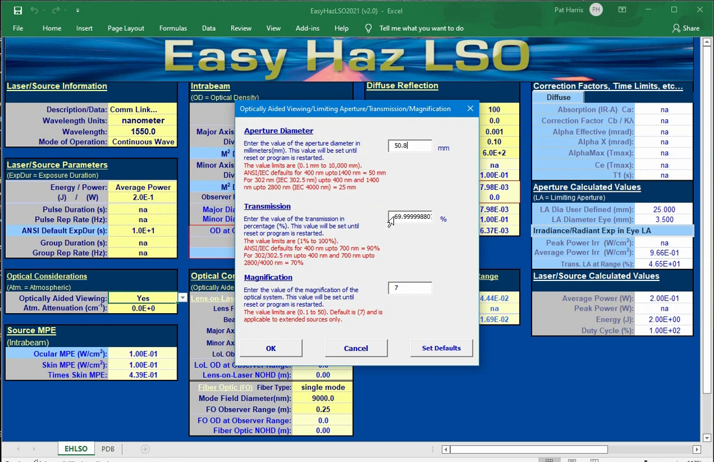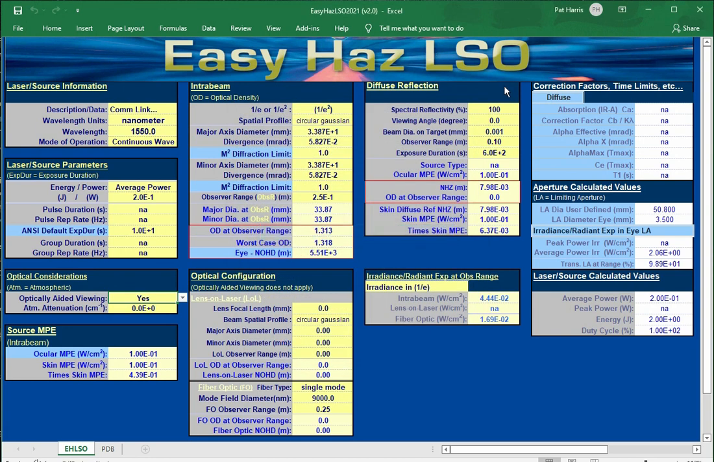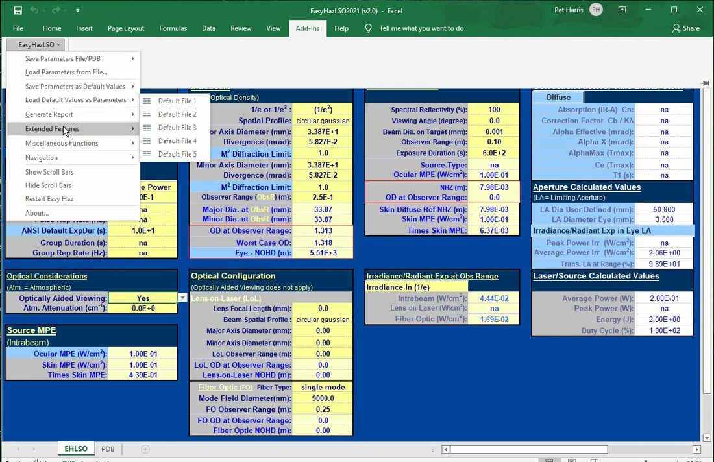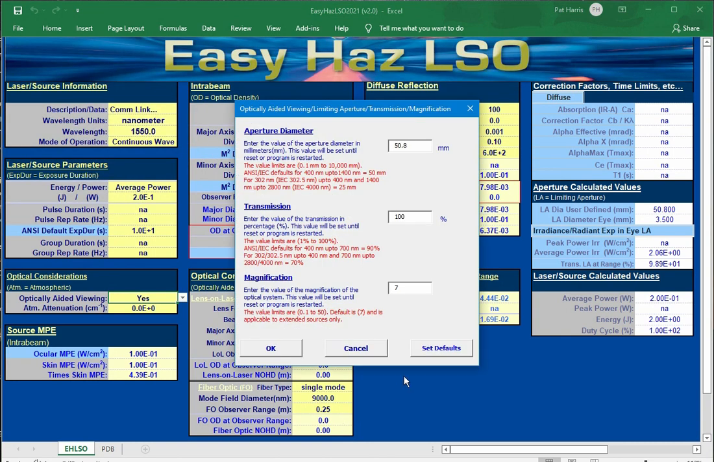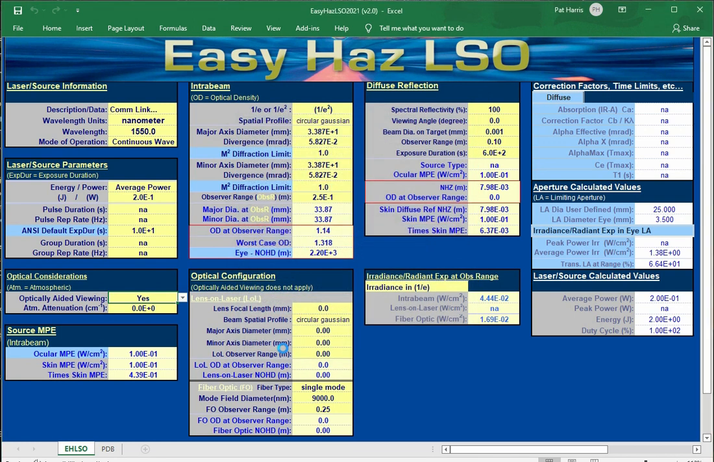So that's reporting almost 70%. So there's a calculation going on there that gives us that. And let me just change that to 100%, and then we'll say OK. And then we look at our transmission through this user-defined limiting aperture, and it's about 99%. That's our 99% criteria. It's met. We're good with that. Let's go back and change this back to the default parameters that we're using, and we'll hit default, and there it is, and it says OK. All right. Oh, and let's turn optically aided viewing off. We don't need that. We'll say no.